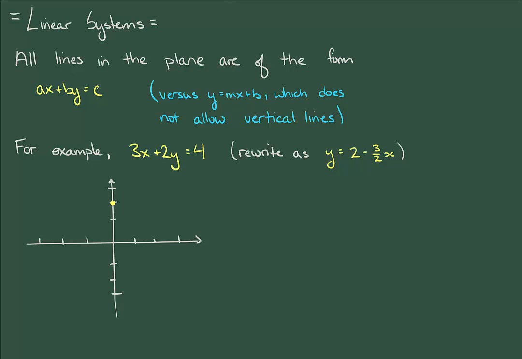The great thing about lines is we just need some other point on the line and we can connect them. So if x equals 2, then y equals negative 1. And all we have to do is draw the line between them, and that gives us the desired result. So here's 3x plus 2y equals 4.